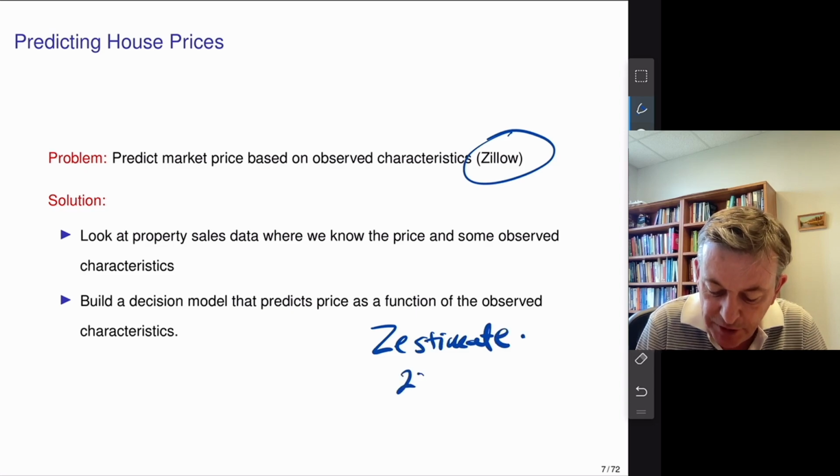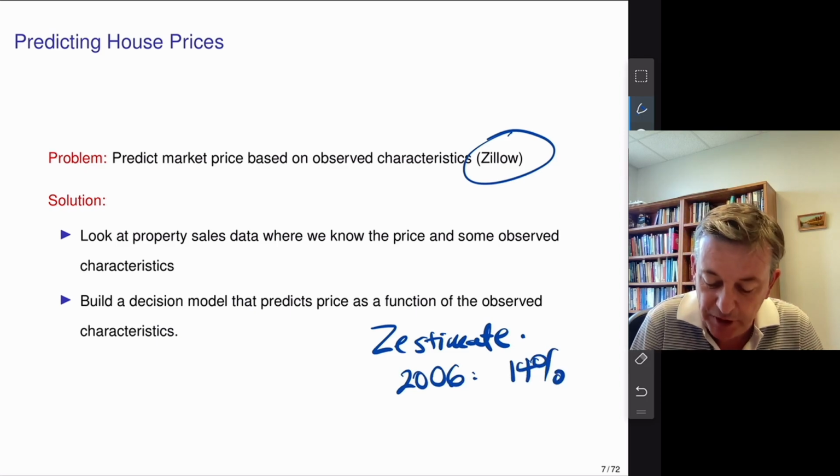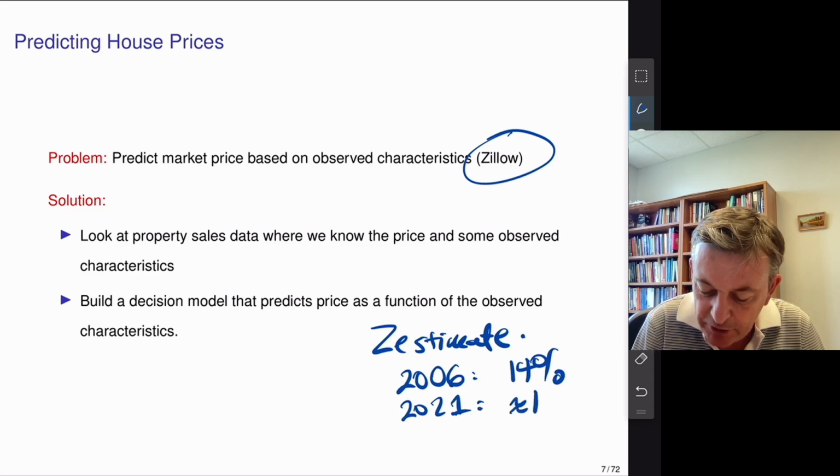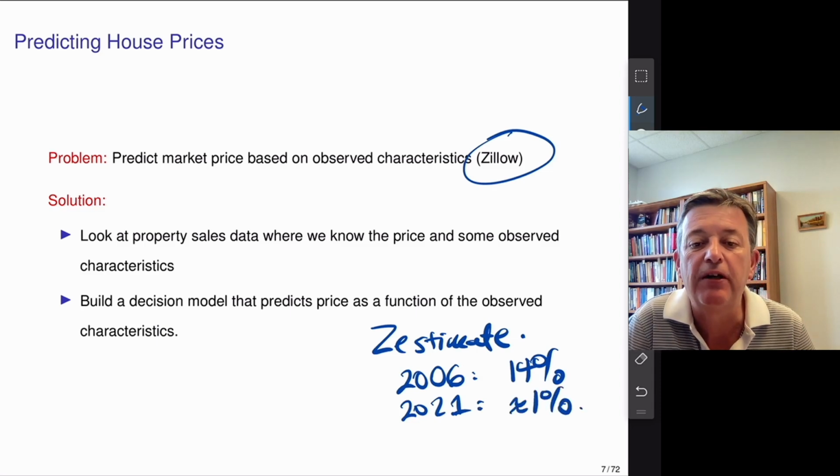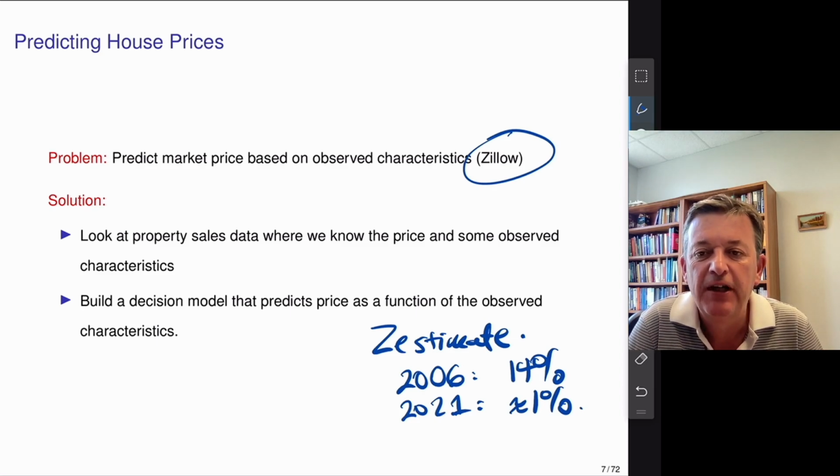When Zillow first started back in 2006, the Z estimate model had about a 14% error rate. Now it's down to just over about 1%. Again, the other interesting thing is Zillow has moved into looking at rental prices. It believes so much in its Z estimate model that it's willing to make offers to people for their houses so it can buy and then resell.